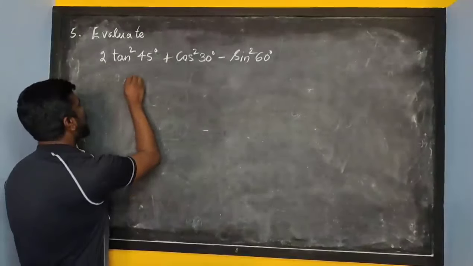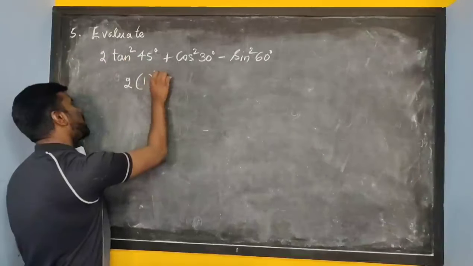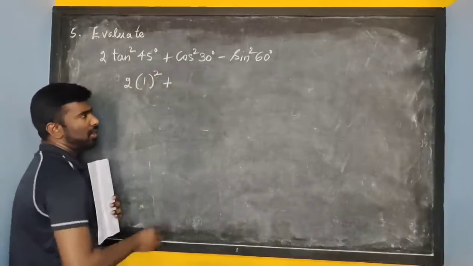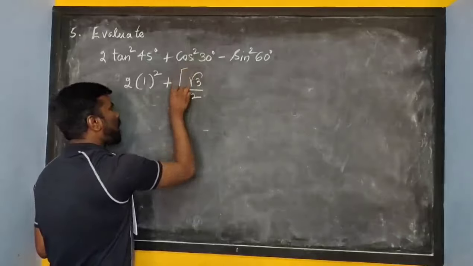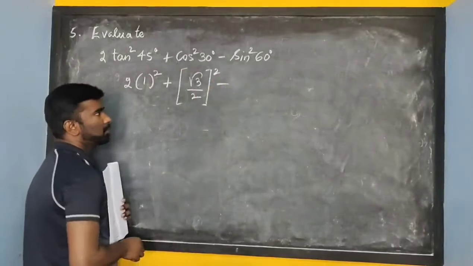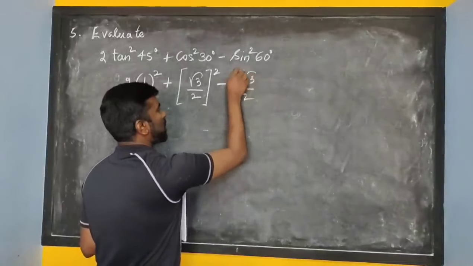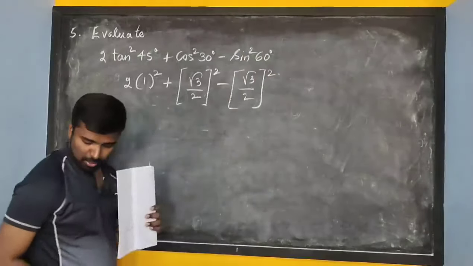Now what is the value of tan 45? It is 1. That is, tan 45 value is 1. Since square is there, I'll write as 1 square. In the same way, cos 30 degree value is root 3 by 2. Since square is there, I'll put square. Minus sin 60 value is root 3 by 2. Since square is there, I'll put the square here too.